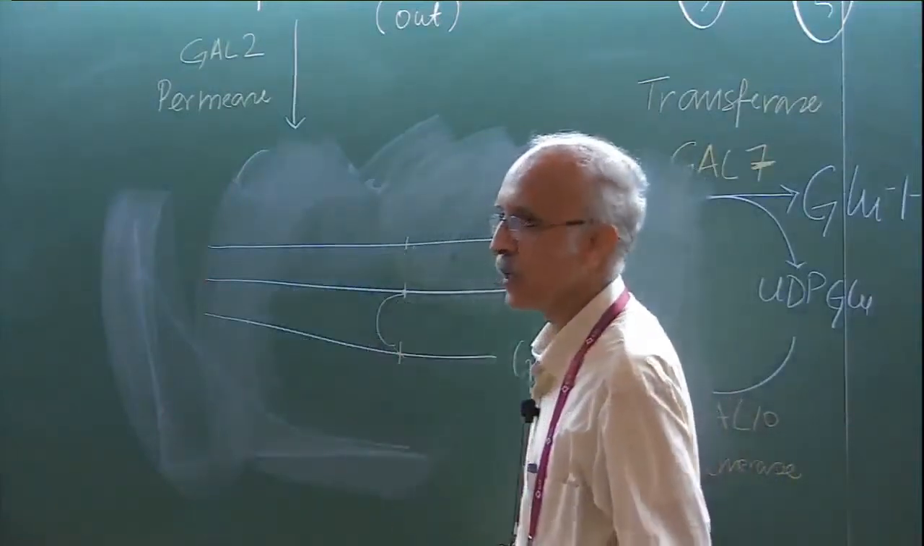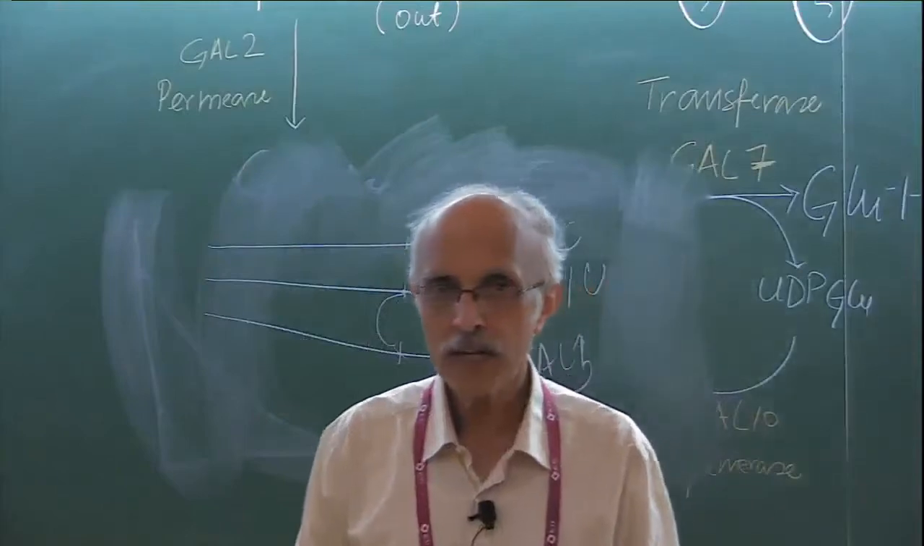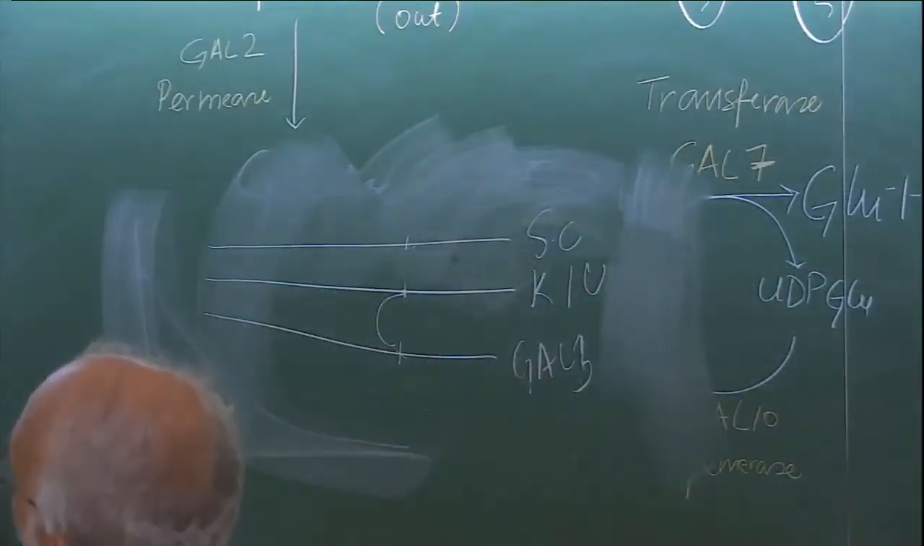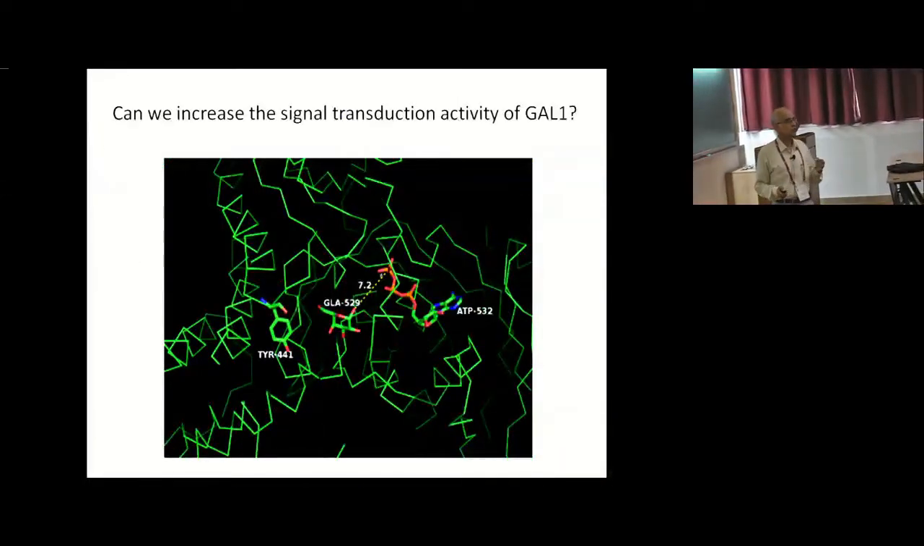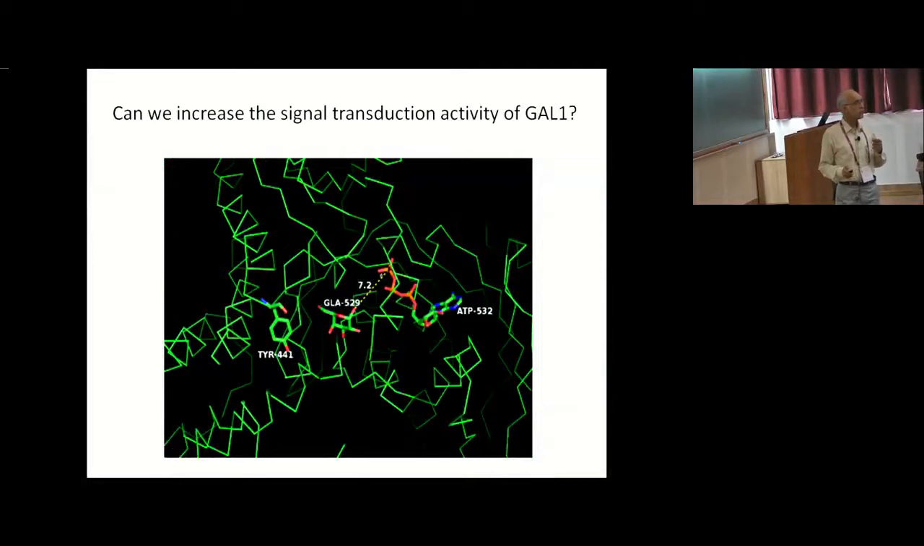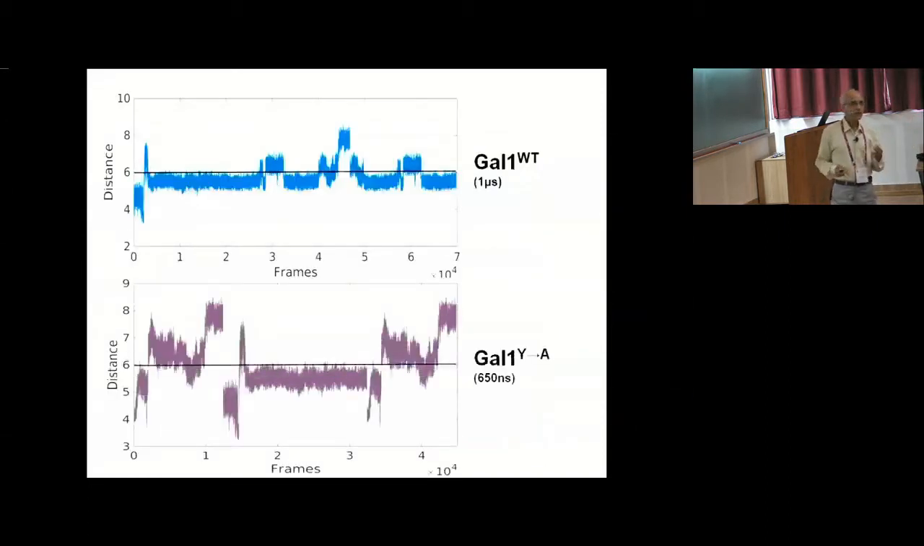So we tried to do this, and using this approach, we identified one residue in Gal1, that is this tyrosine 441. We replaced this tyrosine 441 with alanine with the hope that that mutant version of Gal1 will do better signal transduction activity. And before that, we did a molecular dynamics simulation of the mutant. So this is the wild type, this is the mutant version. Now clearly you can see the mutant version more often exists in this state, which is a non-catalytic state, because the distance between ATP and galactose is much above 6.